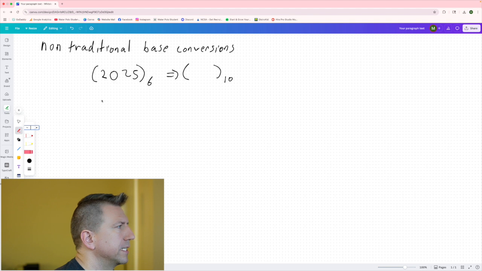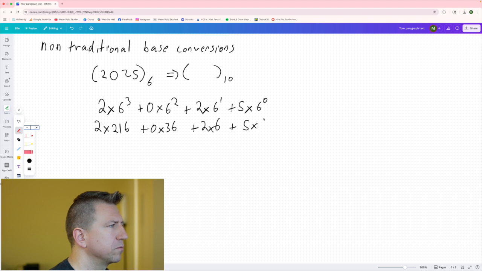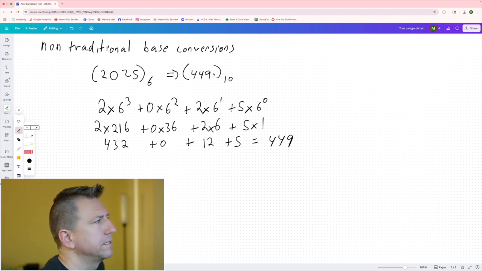When we convert to decimal from a number of a different base, we use a polynomial. So we have 2 times 6 to the 3 plus 0 times 6 to the 2 plus 2 times 6 to the 1 plus 5 times 6 to the 0. 6 to the 3, if you use your calculator, is 216. Then this is 0 times 36 plus 2 times 6 plus 5 times 1. So this is 432 plus 0 plus 12 plus 5, giving us a final answer of 449 base 10.